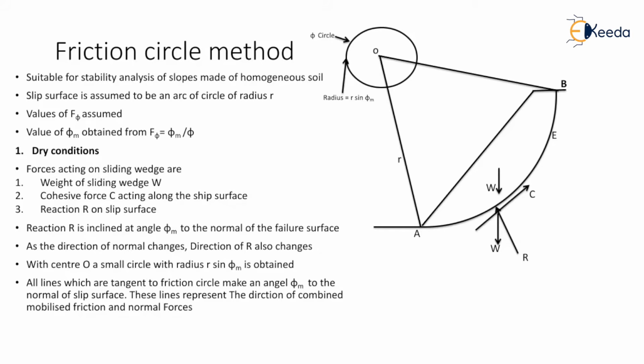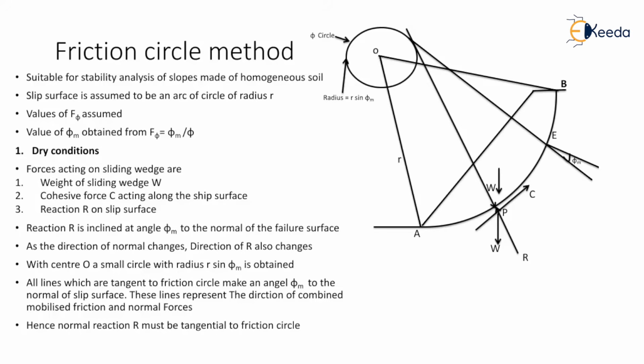All lines which are tangent to friction circle make an angle phi m to the normal of the slip surface. So here a tangential line to the friction circle makes an angle phi m to the normal of the slip surface. These lines represent the direction of combined mobilized friction and normal forces. In short, it represents the normal reaction R. Hence, the normal reaction R, which we have discussed before, must be tangential to the friction circle.